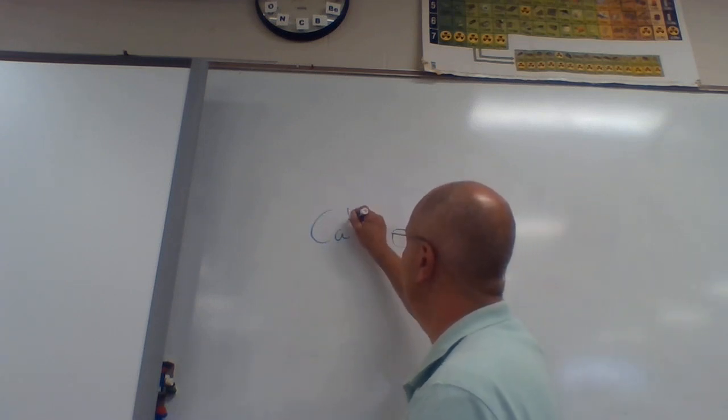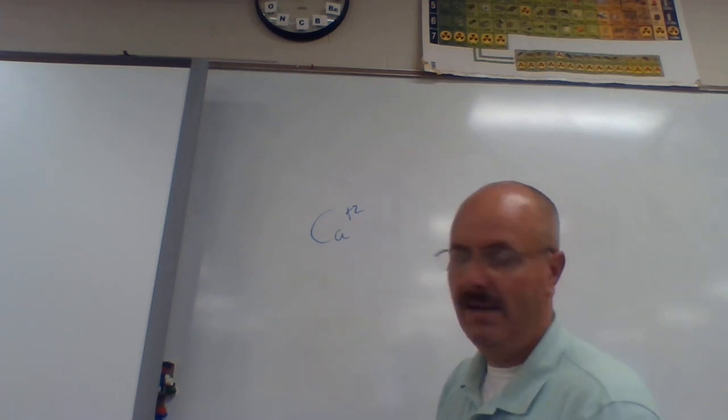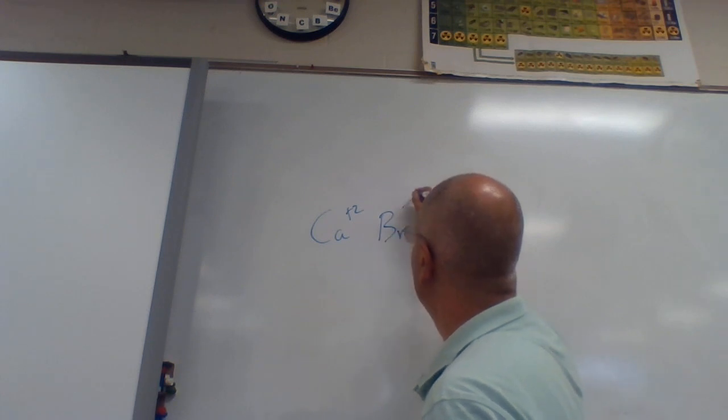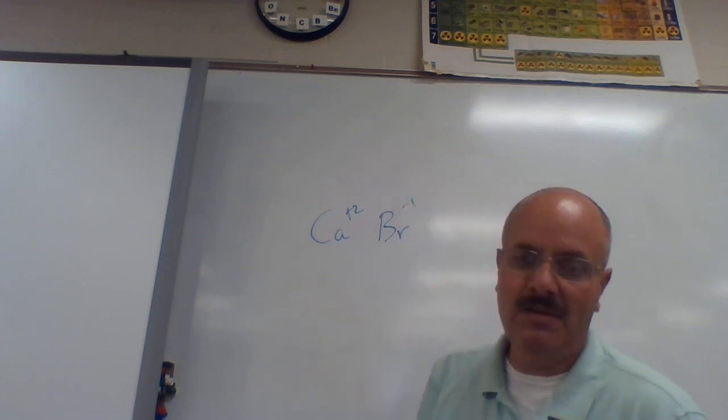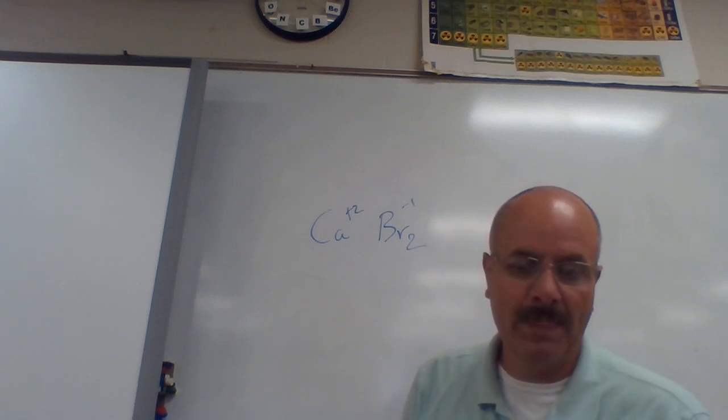So in order to do that one, you've got calcium, Ca, that's a +2 from the periodic table. Then you've got bromide, that's the element bromine, and it's a -1. Those don't cancel each other, so we've got to crisscross it, so we end up with CaBr2.